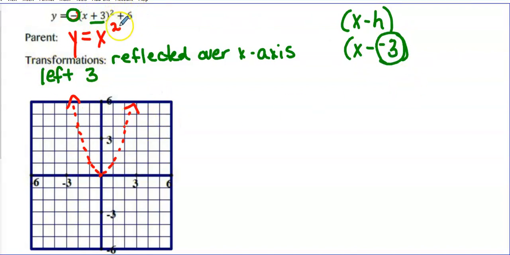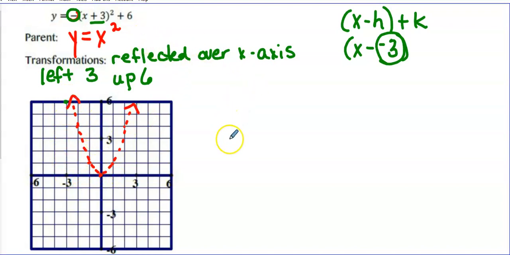And then on the outside is plus k. And so on the outside, what I usually tell my students is this one's literal. This one's exactly like what it looks like. So it's up 6. All right, so let's see if we can do that. We can go ahead and move the vertex left 3 and up 6. So 1, 2, 3, 1, 2, 3, 4, 5, 6. That's right here. So here's the vertex.